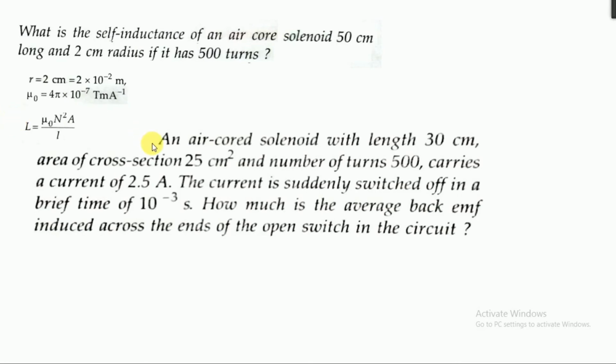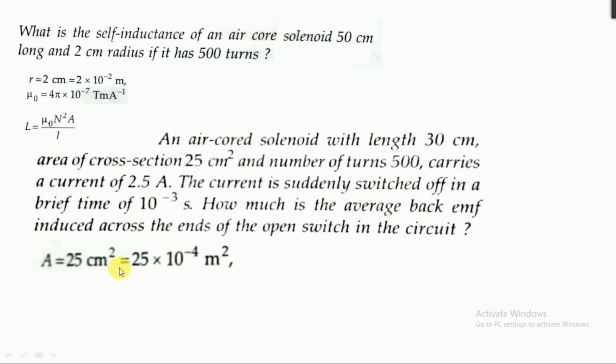Again we have another air cored solenoid with length 30 centimeter, area of cross section is 25 centimeter square. Out here area is given, but it is given in centimeter, so we have to convert it into meter square, and number of turns is 500, and current is also given, 2.5 ampere, and the current is switched off from 2.5 ampere to 0 in 10 to the power minus 3 seconds. So we have to find the average back EMF.